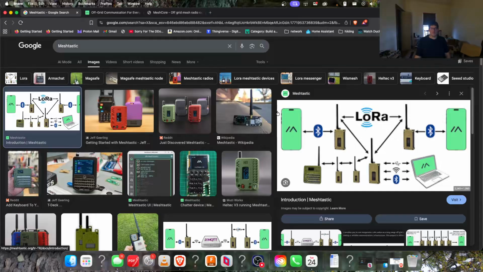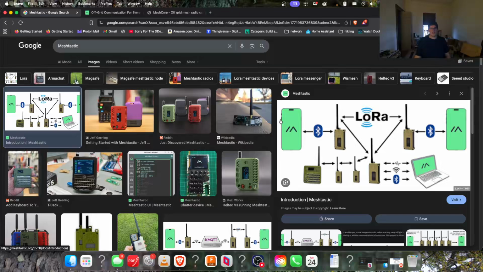MeshCore is pretty much the exact same thing. It is actually based on Meshtastic because these are both open source projects. They don't work together. You do have to have separate devices that are running the software. But the nice thing is the devices work the same.